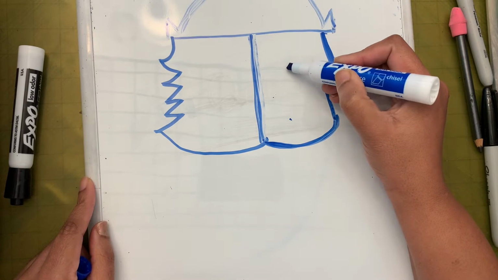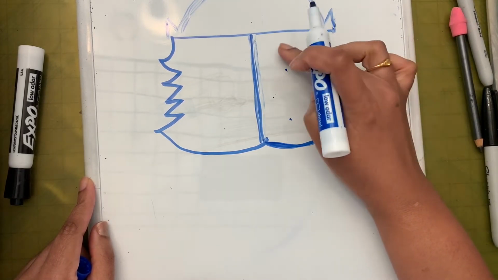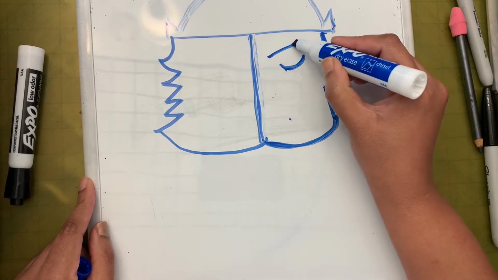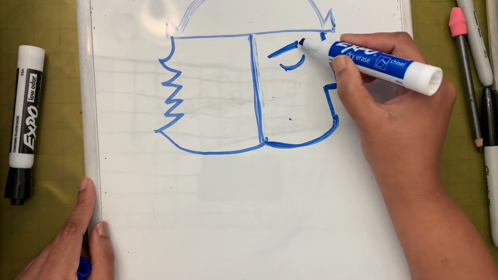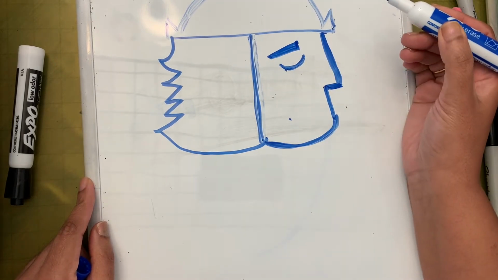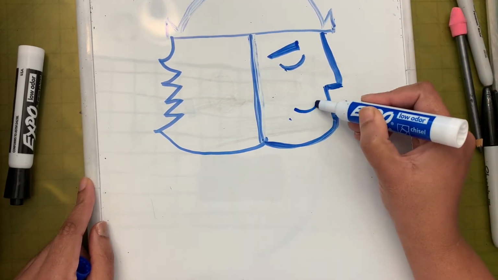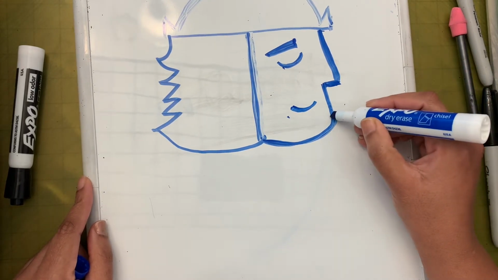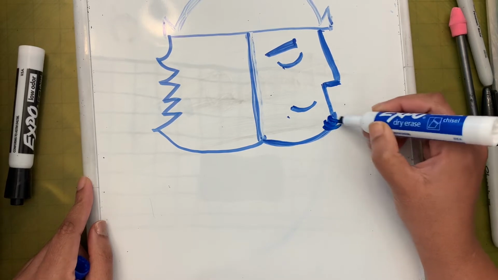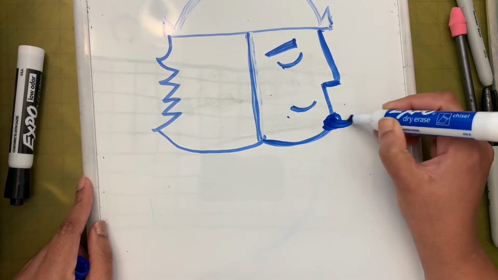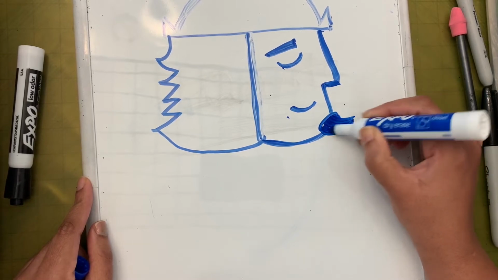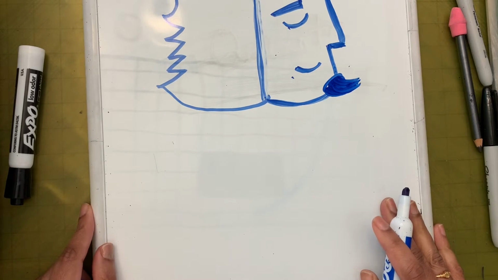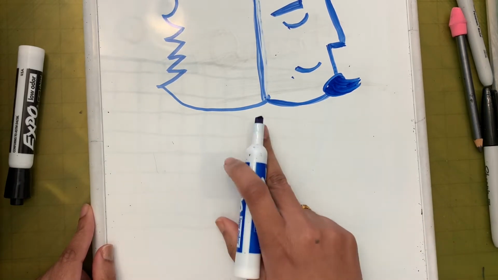Then here, so the eyes are up here, right? So I'm going to make the eyes, his eyebrows. His eyes are closed. If you want, you can have his eyes open. The nose is here. Let's draw the mouth here. We can also draw a goatee. Goatee is a beard, right? Like that.